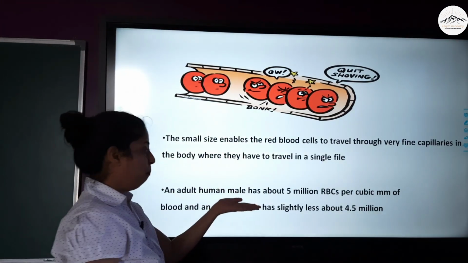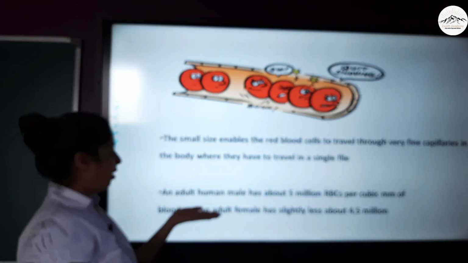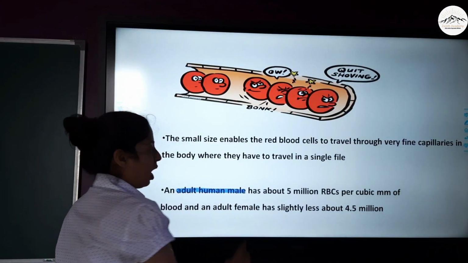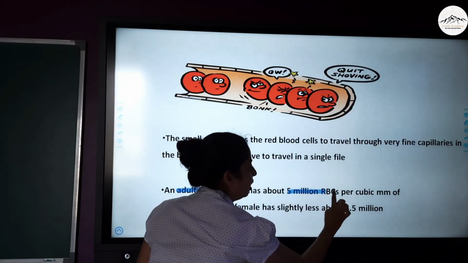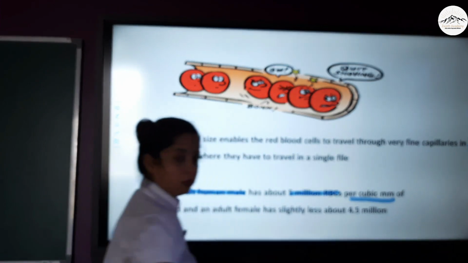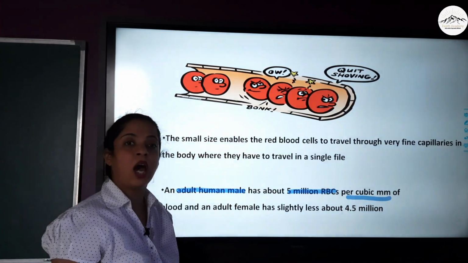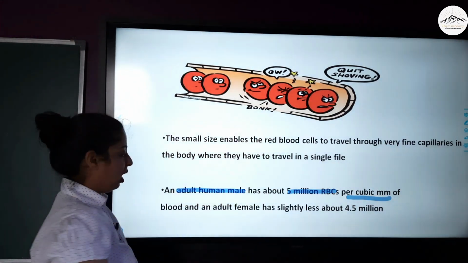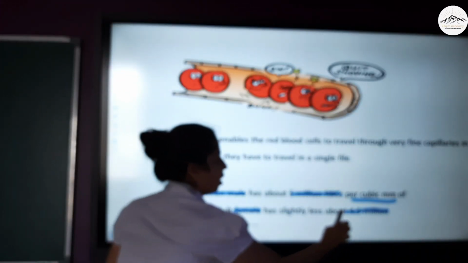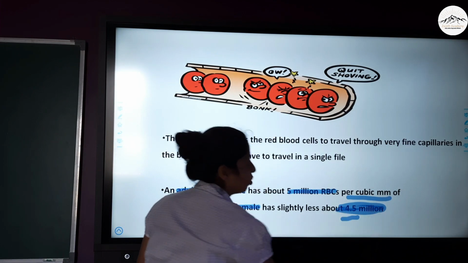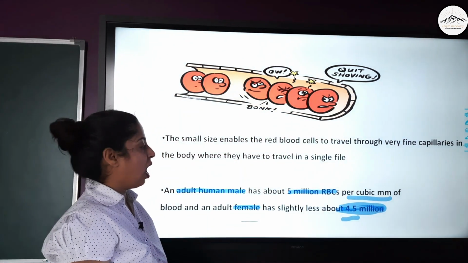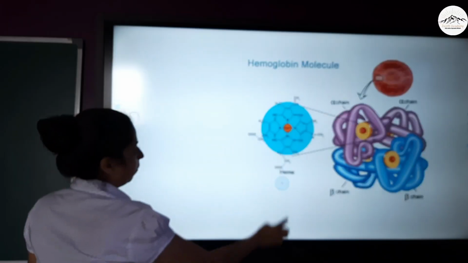Now an adult human male has about 5 million RBCs per cubic mm. So in 1 cubic millimeter of blood, there are 5 million RBCs in a human male, and a female has about 4.5 million. So they have slightly fewer RBCs than males.